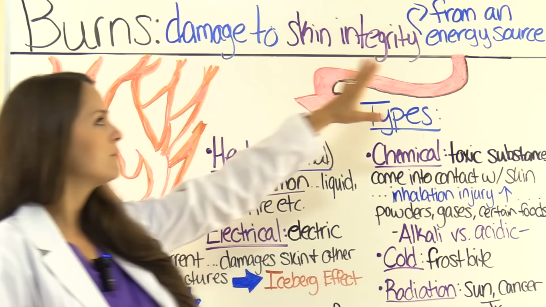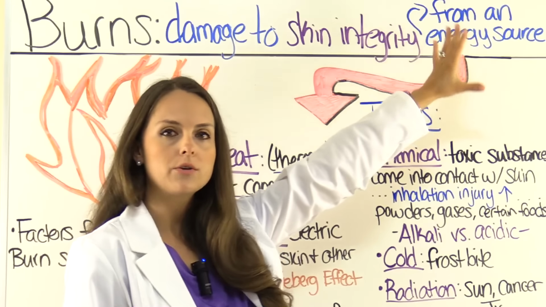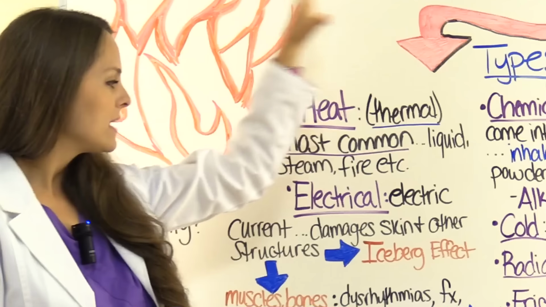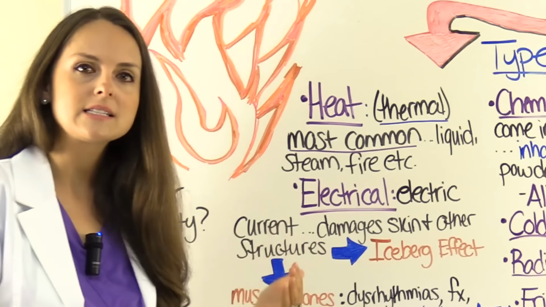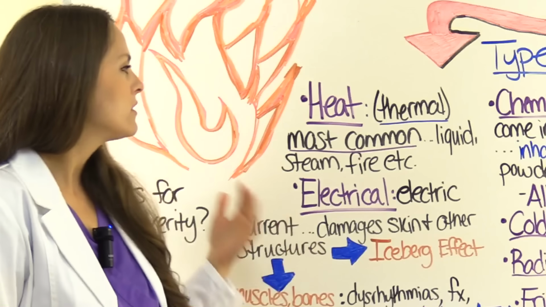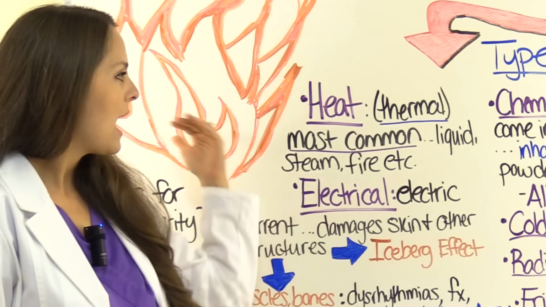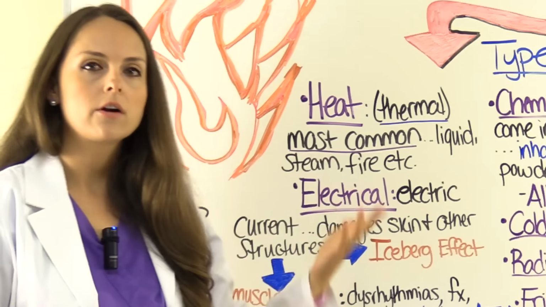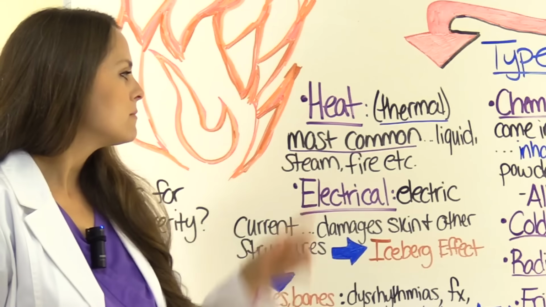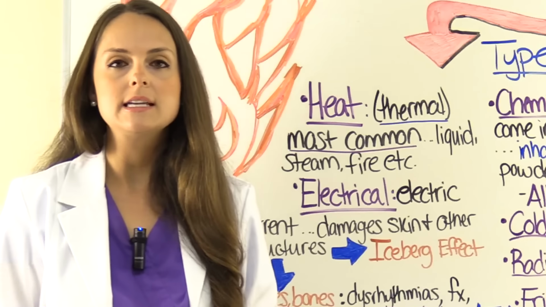These burns come from some type of energy source. So you have various types, and let's talk about those. I would remember these types for your exams. The first type you can have is known as a heat burn or a thermal burn. This is the most common type of burn that you usually see in patients.